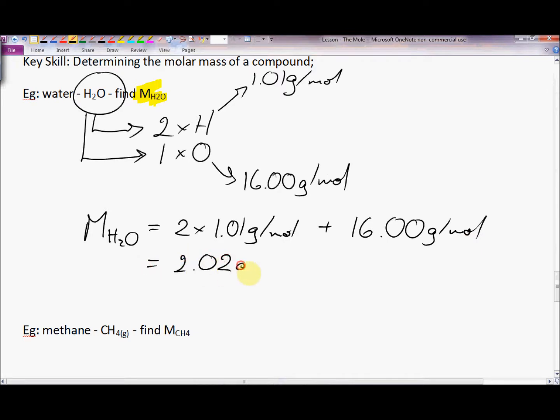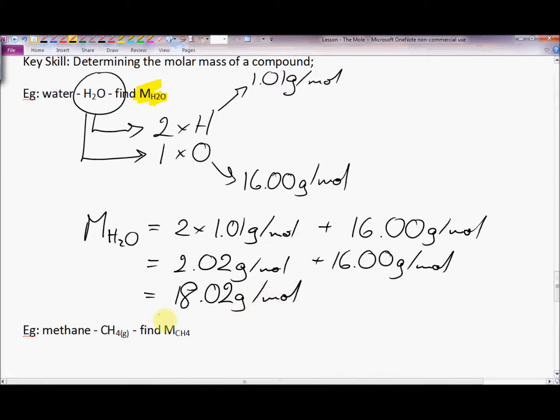Okay, add those together and you get 18.02 grams per mole. So that is the mass of 1 mole of water. If you have 6.02 times 10 to the 23 particles of water, they'll have a mass of 18.02 grams.